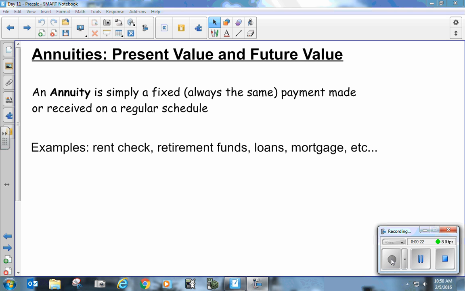Yeah, it could be like a check. If you are renting a place and it costs $1,000 a month, every month it's $1,000. That $1,000 is considered an annuity. What people normally call it is just the rent check, how much you pay for living space. But in the financial world, when you hear the word annuity, you're watching TV and they're talking about stock markets, annuities, blah blah blah, it's a payment made or received on a regular schedule. Okay, and it's fixed, it never changes.